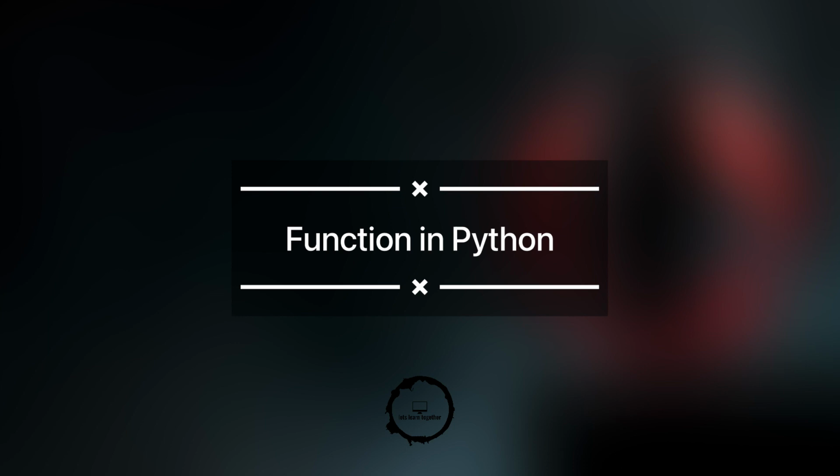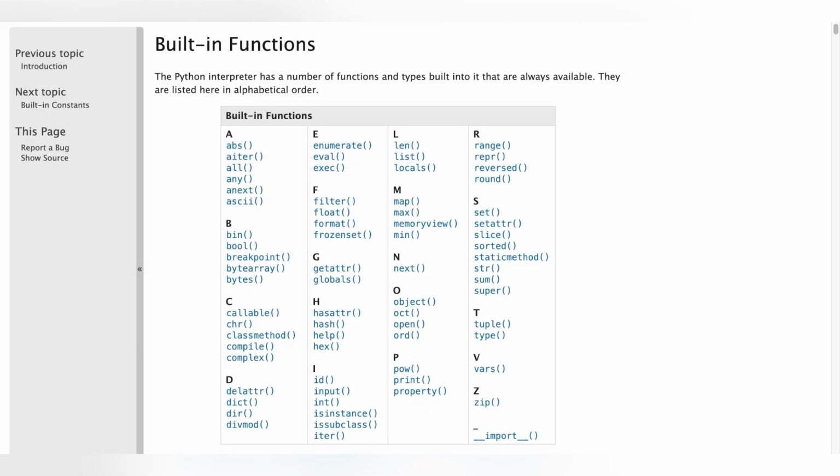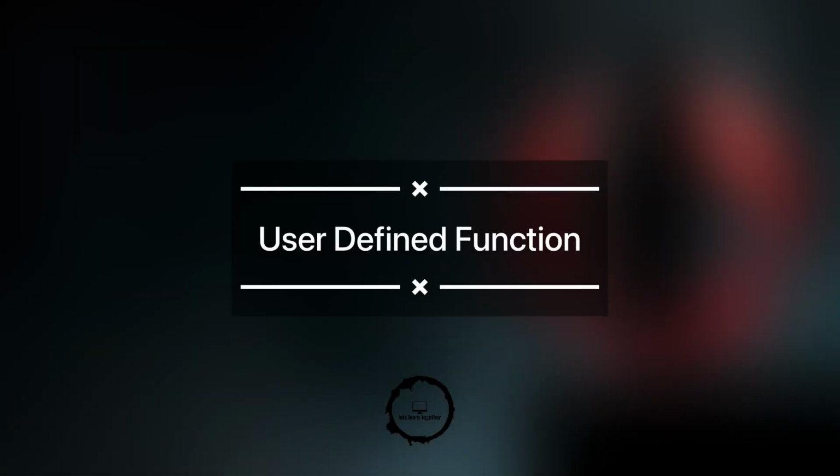Functions in Python. There are two types of functions: inbuilt and user-defined. There are more than 50 inbuilt functions. Print and input are also inbuilt functions. We will see more later. Now let's see user-defined functions.